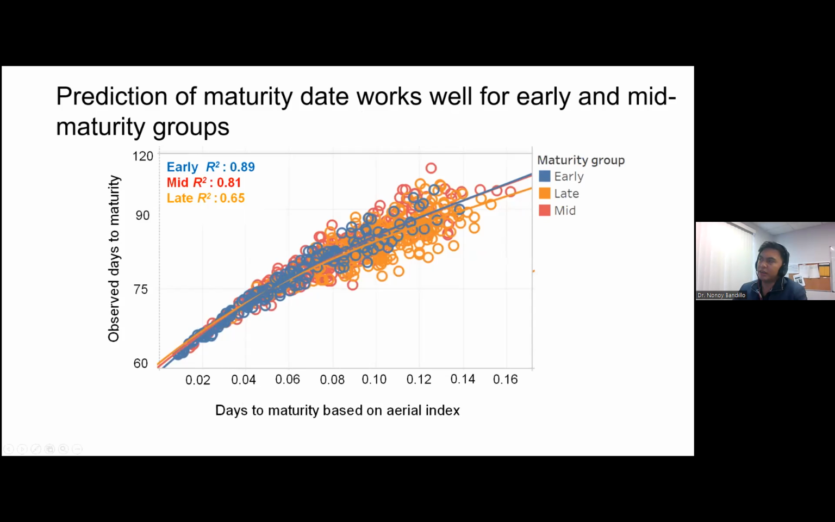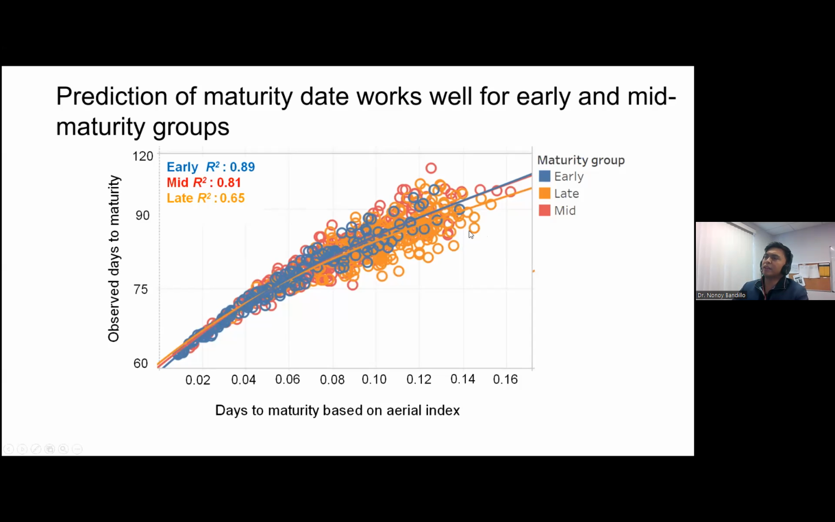So we have three classifications: early, mid, and late. The mid is the red ones. And you can see that the early ones could be predicted really well by the drone imaging, similarly with the mid ones. But as the maturity tends longer, the R-squared value tends to get lower.